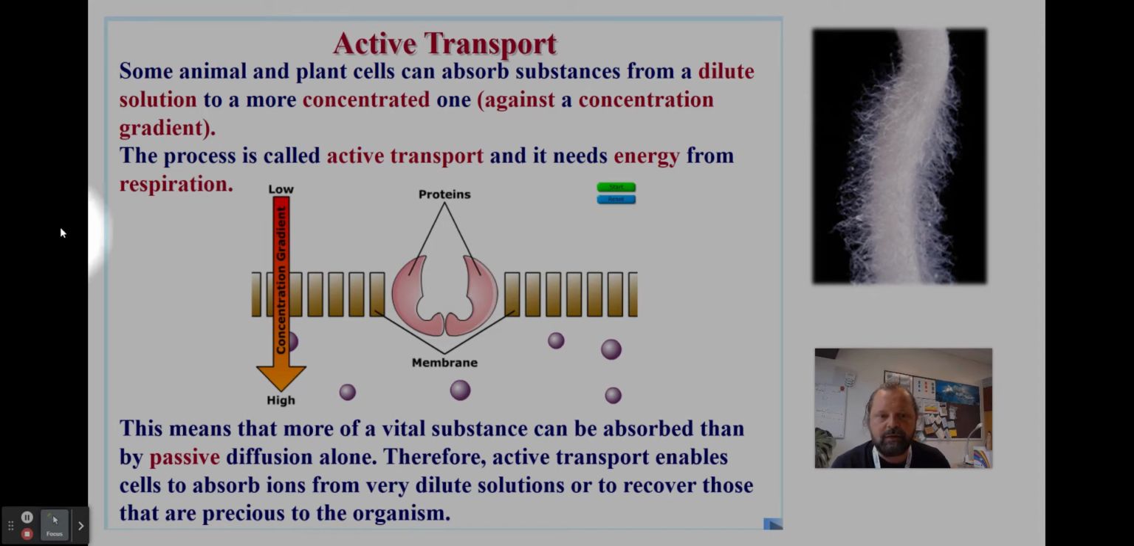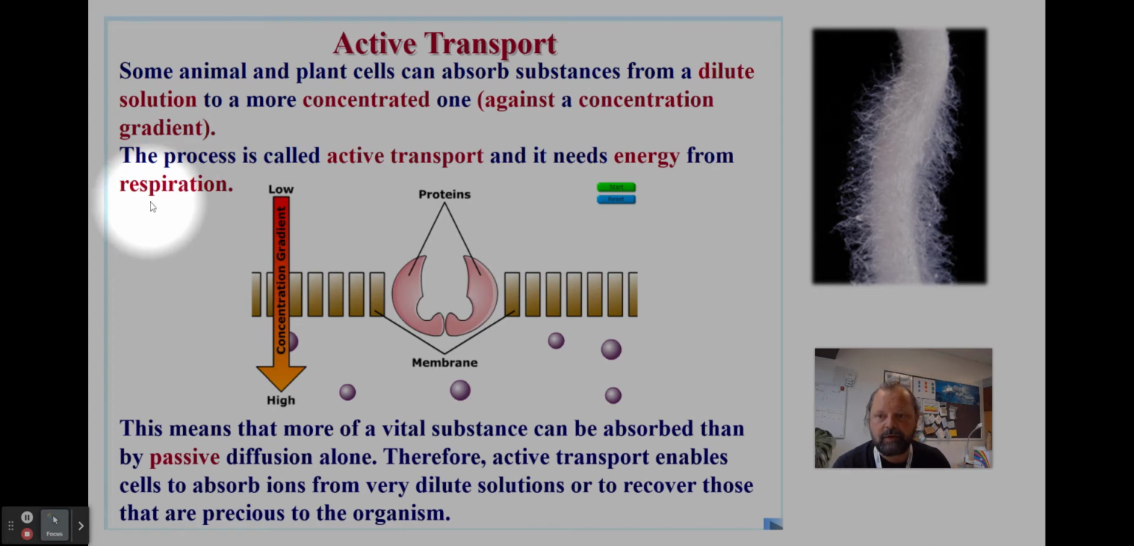Remember, energy is released by respiration, and therefore in places where active transport is needed, for example in your kidneys, there will be cells with lots of mitochondria for doing plenty of respiration to provide that energy.